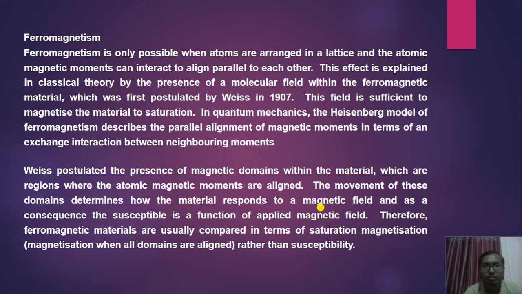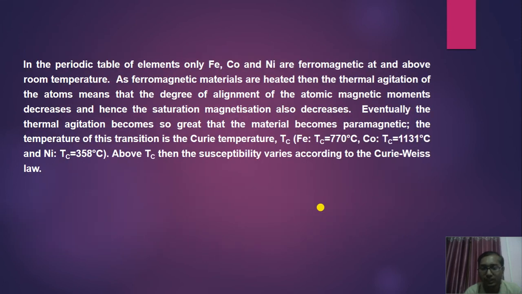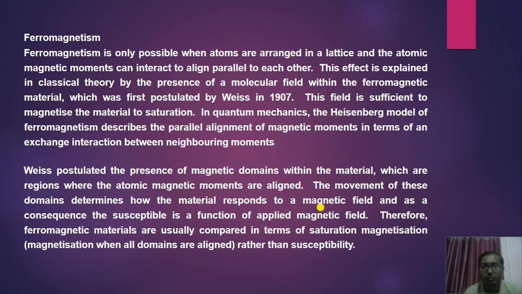And now we have ferromagnetism. Ferromagnetism is only possible when atoms are arranged in a lattice and the atomic magnetic moments can interact to align parallel to each other. This actually happens in iron, cobalt and nickel. These are the ferromagnetic materials under room temperature. So you can go through the whole write-up that I have given here, so that you are able to write it if it could come in your examination.